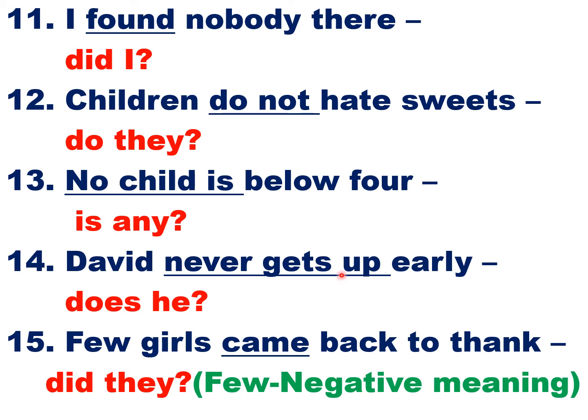David never gets up early. Never gets up, so negative meaning. Gets up is present tense. So does. And David is male, so he. Does he. Few girls came back to thank. Few indicates negativity, so negative meaning. We must use a positive tag. Came is past tense, so did. And instead of girls, we must use the pronoun they. Did they.